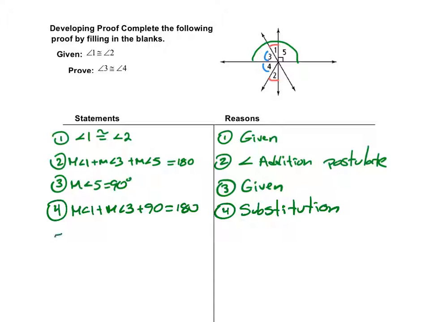Now, from that information, I have that the measure of angle 1 plus the measure of angle 3 equals 90. This is by the subtraction property.